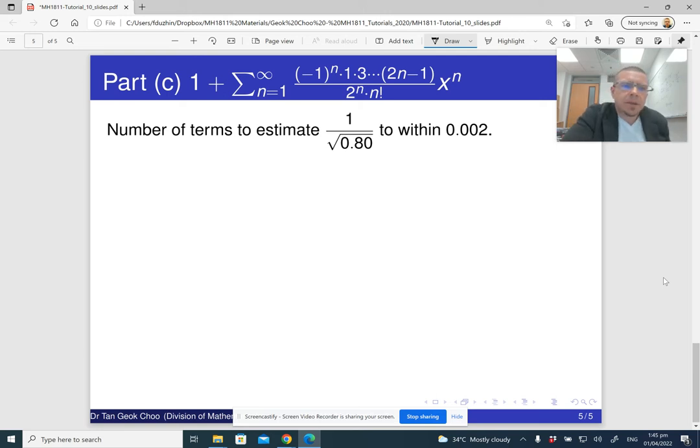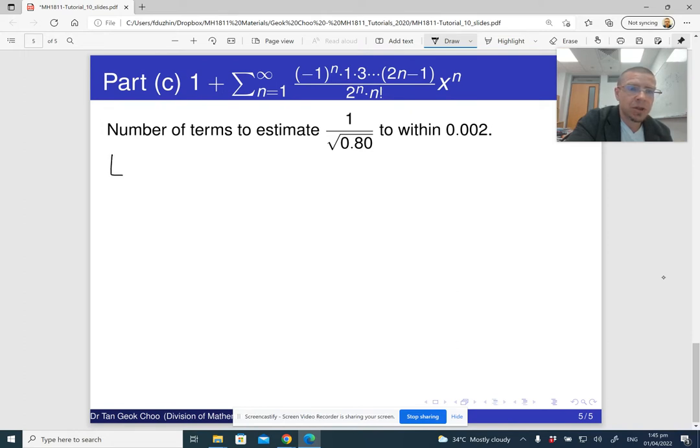All right, and in part C, we still have the same series for 1 over square root of 1 plus x. And the question is, if we want to use it to estimate 1 over square root of 0.8 with an error of 0.02, just how many terms are going to be enough? Now, I'm going to again use the same formula from the previous question.